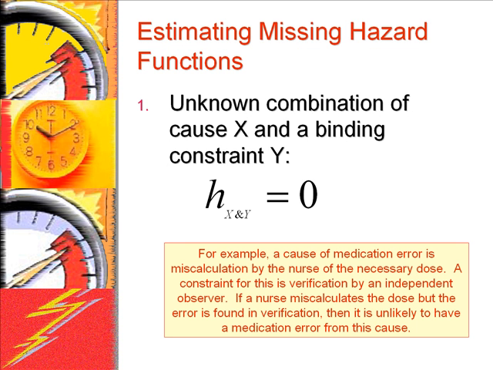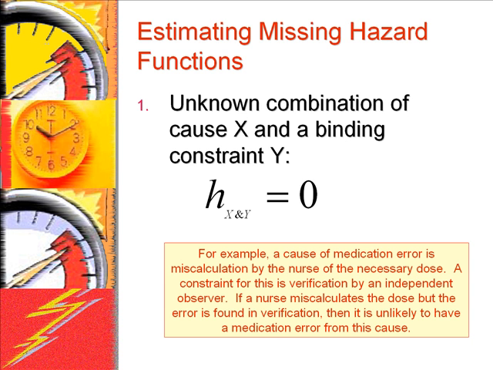The first step is to set all hazard functions for combinations of causes and a binding constraint to 0, as in these circumstances, the constraint will nullify the effect of various causes. By the word binding constraint, we mean that when the constraint is present, the probability of the sentinel event is 0. For example, a cause of medication error is the miscalculation of the necessary dose. A constraint for this cause is verification by an independent observer.